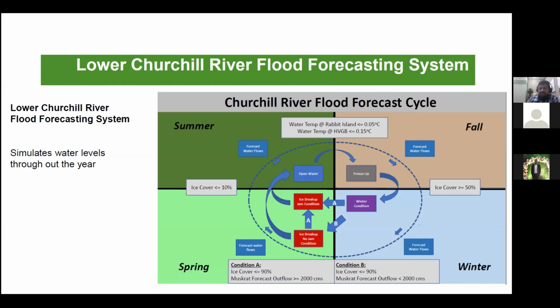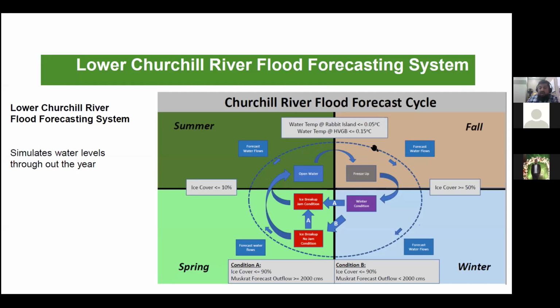It automatically takes numerical weather predictions from Environment Canada. It puts them into the HEC-HMS model. It runs them to the HEC-RAS model. And during ice conditions, it runs them to river ice. And it runs every day automatically. In the summer, it runs HEC-HMS and HEC-RAS, and it tells us what the water levels are going to be for the next 72 hours.